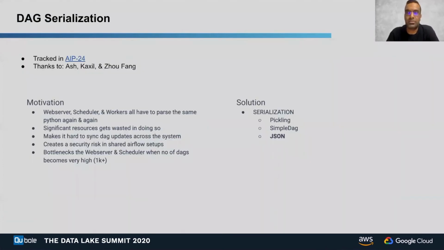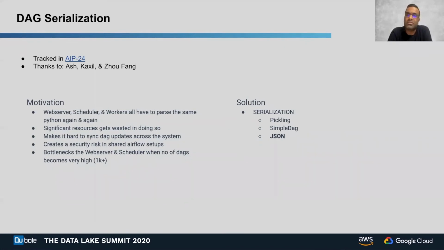So this is also another important feature, and I think this will be the base of many other feature enhancements for Airflow, and this is DAG serialization. It is being tracked in AIP-24, and Ash, Kaxil, and Zhou Feng are working on it. Sorry if I missed more people. I will briefly talk about the problem, why it is required in the first place.